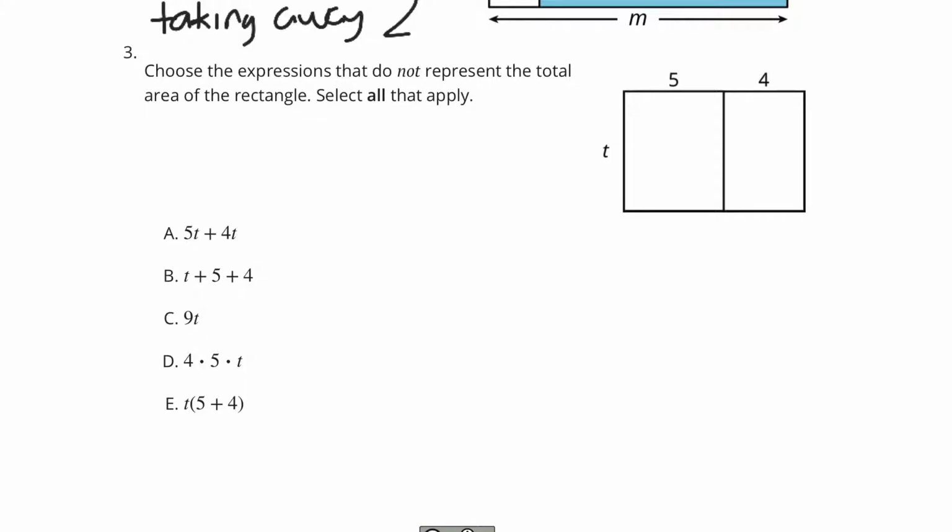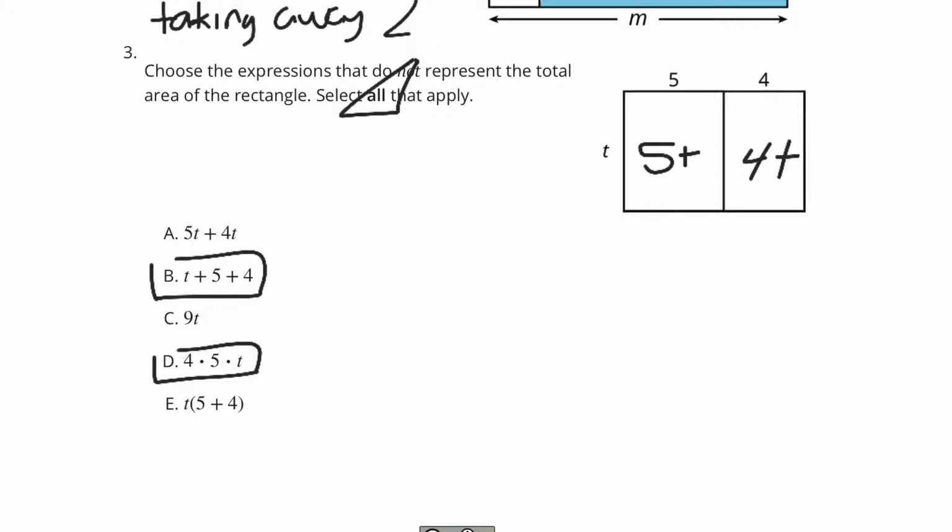Now, choose the expressions that do not represent the total area of the rectangle. Select all that apply. That's a lot there in this reading. Read carefully. Well, if we go through this, our answers are going to be B and D. These do not represent, which means A does, because this is 5 times t, so 5t, plus 4 times t is 4t. So this is true. So is 9t, because 5t plus 4t is 9t. And then if you just were to look at the 5 plus 4 and multiply it by t, that works.